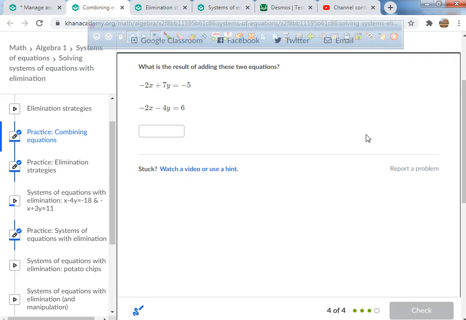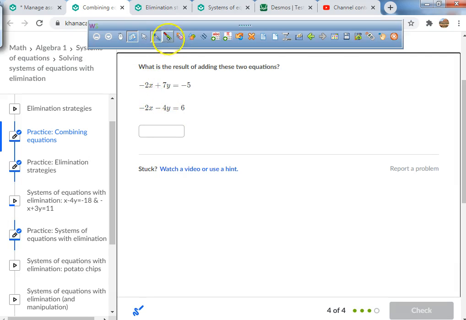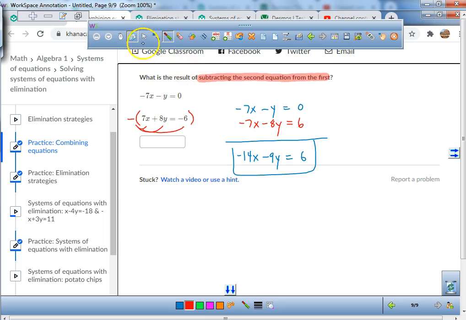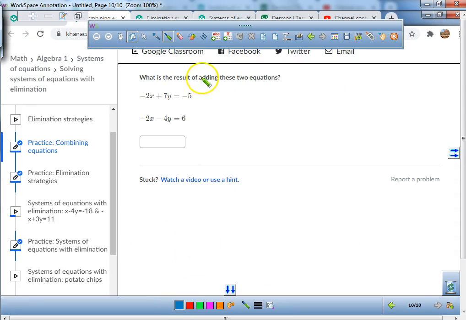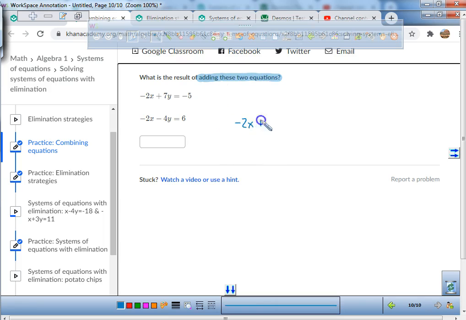The last one is super easy. Why is it easy? It's not subtracting. What are we doing? We're just adding these two equations together. So here we go. Negative 2x plus 7y equals negative 5. Negative 2x minus 4y equals 6. All I have to do is add them together. Let's add them together.